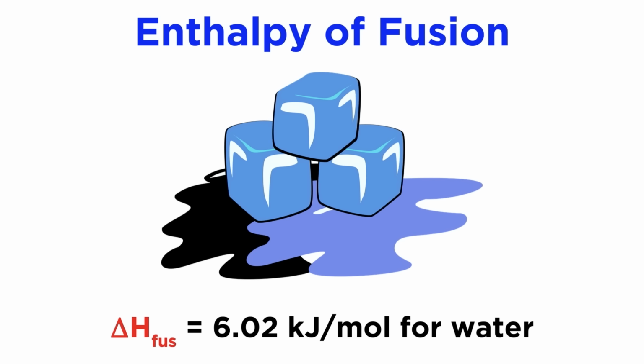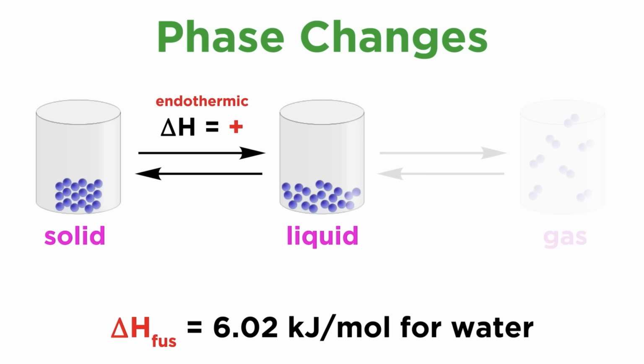For water, the enthalpy of fusion is about 6 kilojoules per mole. That means it will take 6 kilojoules of energy to melt 1 mole of ice, making this an endothermic process. And 6 kilojoules of energy will be released when 1 mole of liquid water freezes, making this an exothermic process.